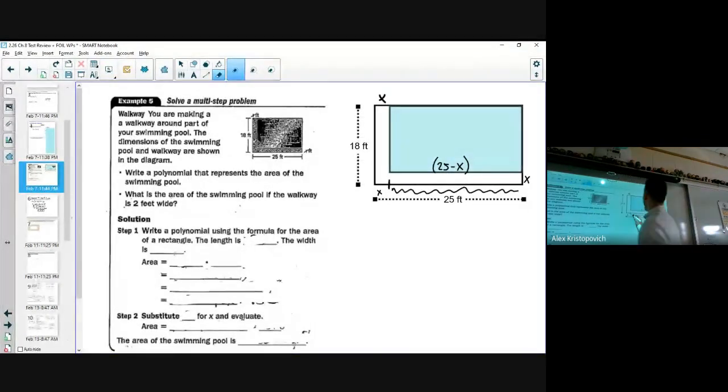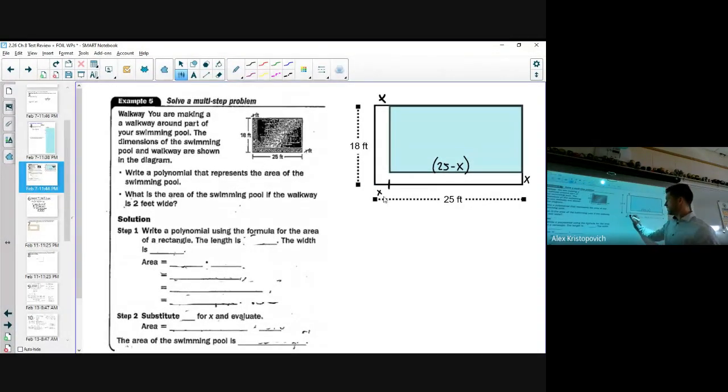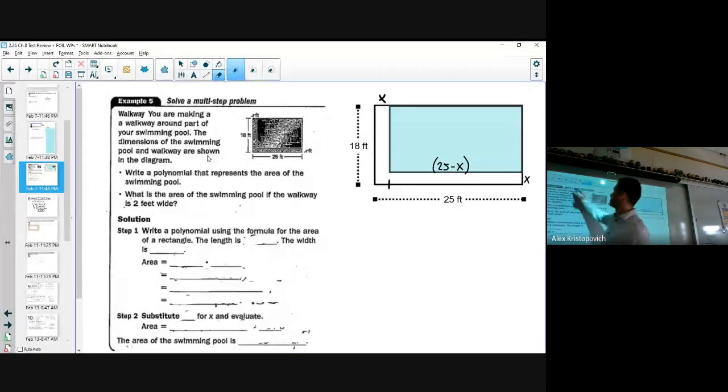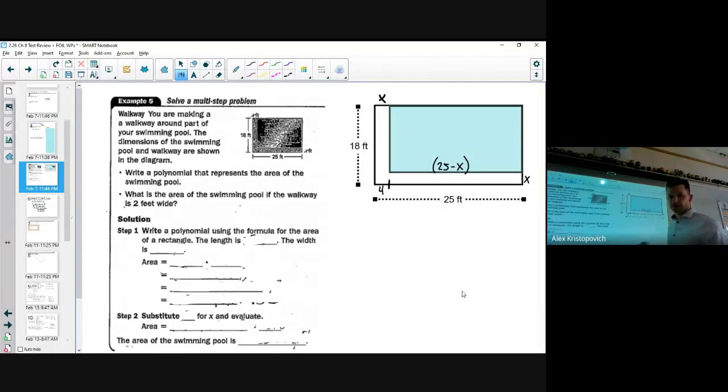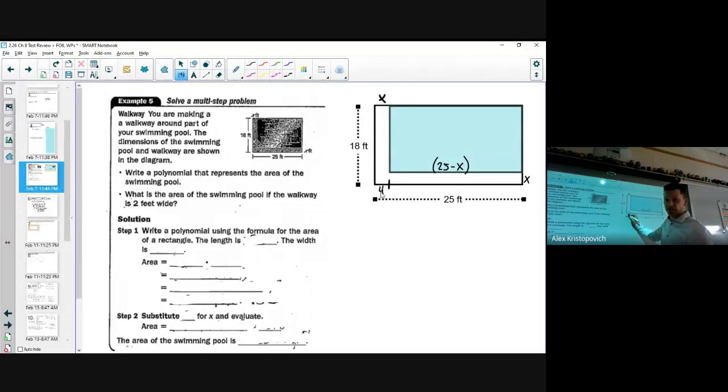Let me illustrate that one other quick way. Let's just say for a second that the walkway, X, was 4 feet. How would you find the rest of this? Well, you might say, oh, it's 21. How do you do that? You did 25 minus the 4 that was there. But we don't know it's 4. Right now, we're just using X to represent it because that walkway could be anything. So we're going to use 25 minus X.